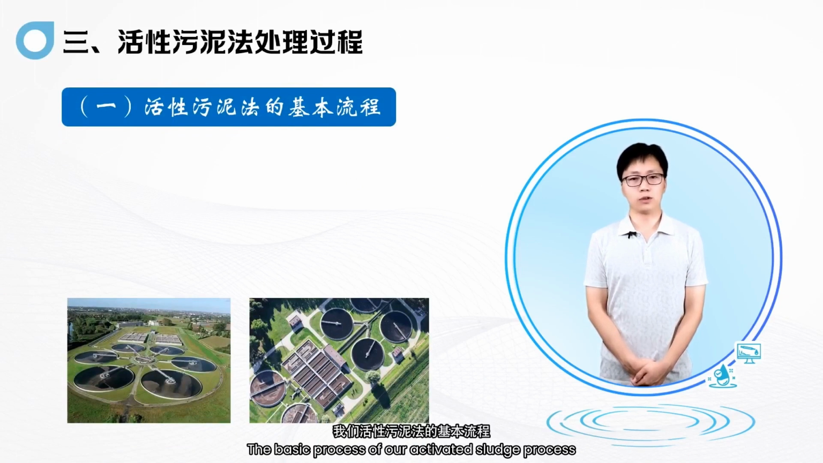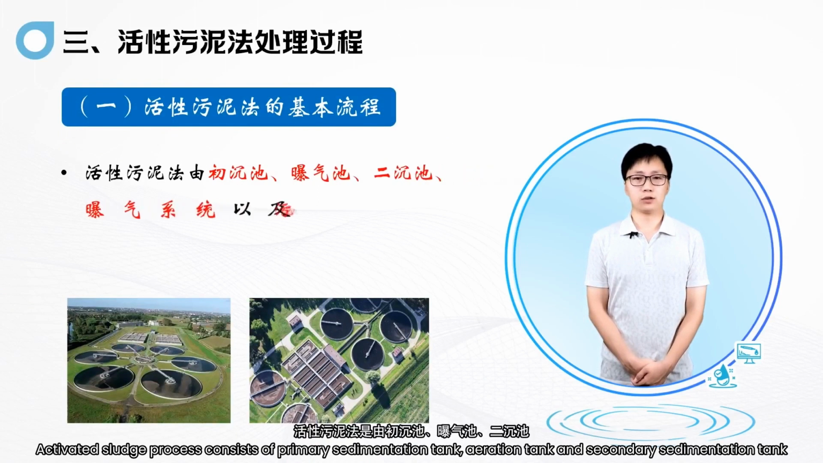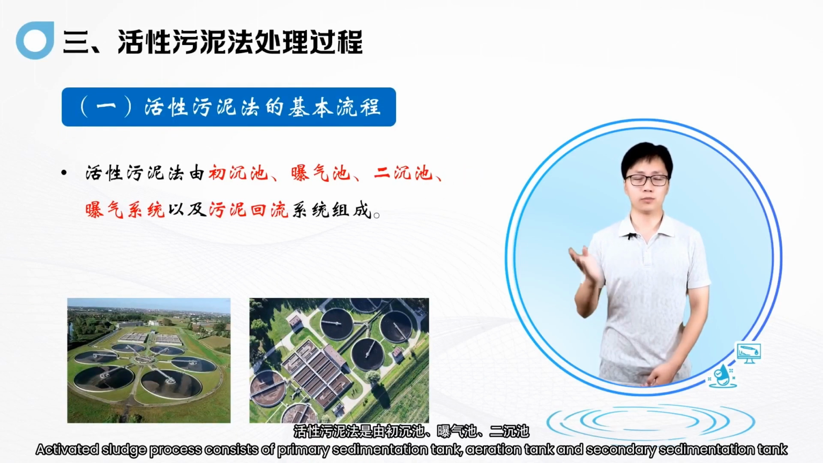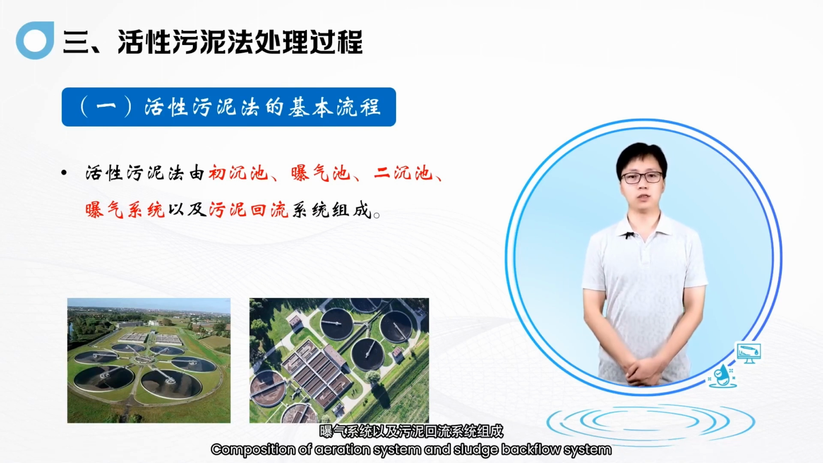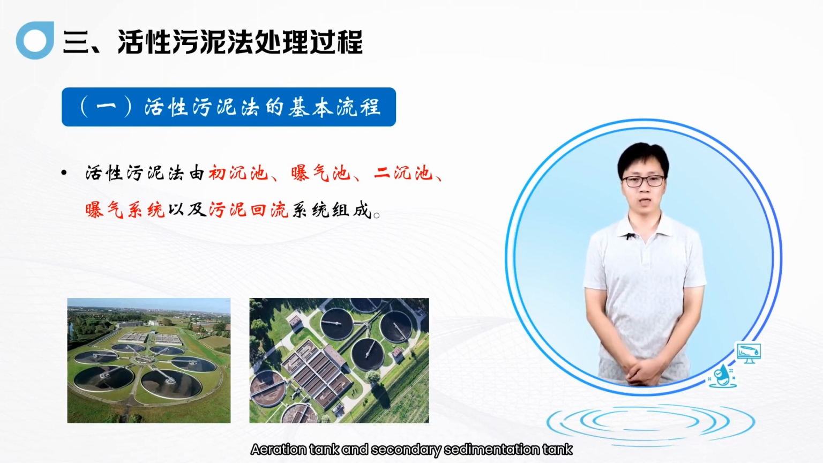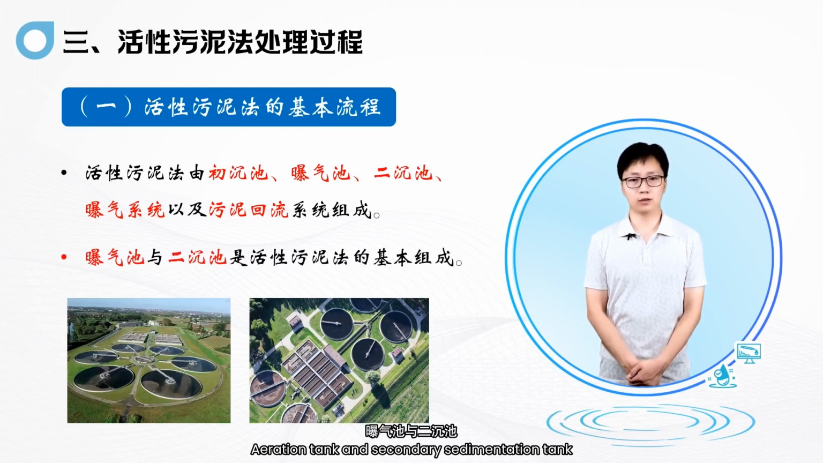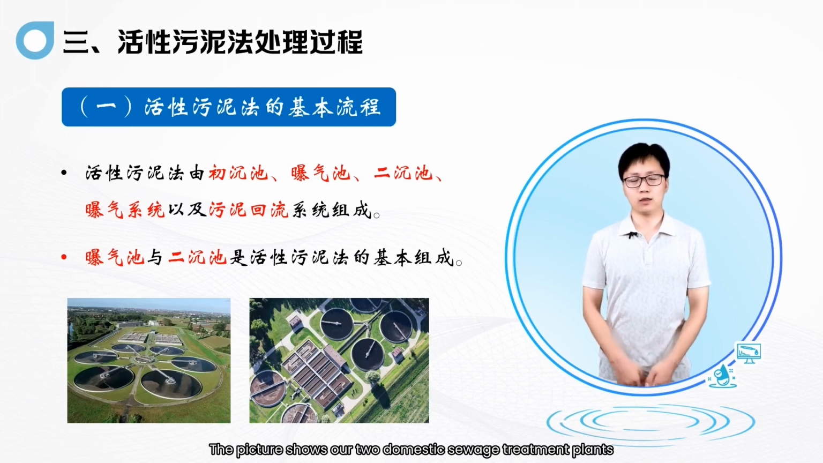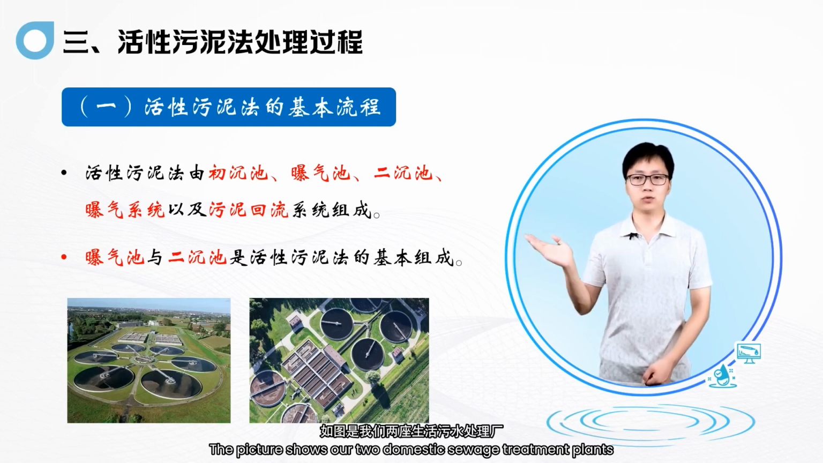The basic process of our activated sludge process. The activated sludge process consists of a primary sedimentation tank, aeration tank and secondary sedimentation tank, composed of the aeration system and sludge backflow system. The aeration tank and secondary sedimentation tank are the basic components of the activated sludge process. The picture shows two of our domestic sewage treatment plants.